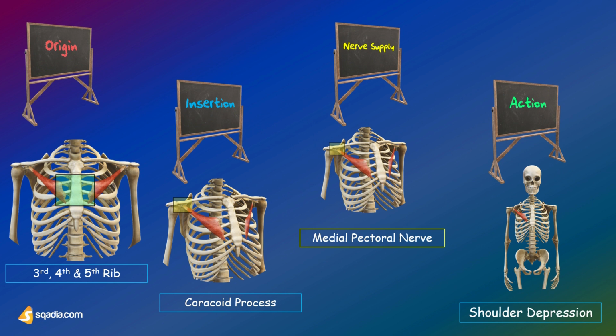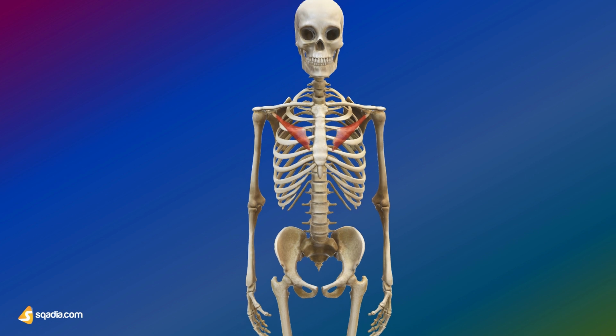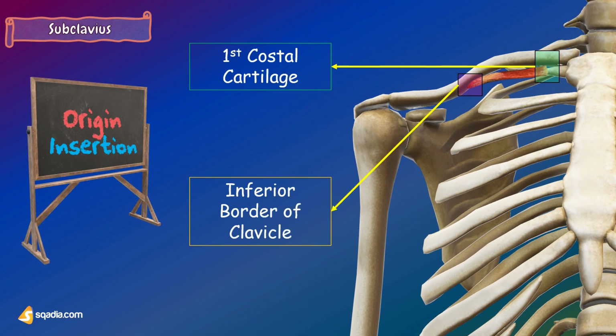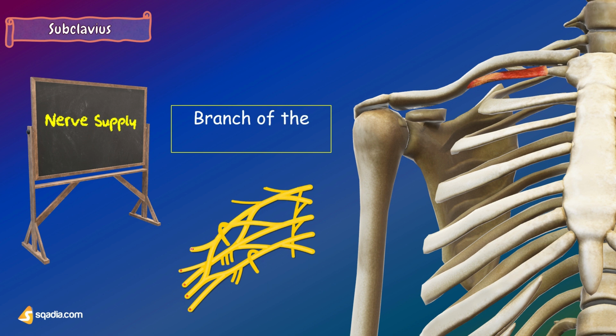After the two pectoralis muscles, major and minor, we have the third muscle of the pectoral region known as subclavius. The subclavius muscle is a small muscle. As the name indicates, it originates from the first costal cartilage to be inserted at the inferior border of the clavicle bone. It is supplied by a branch of the brachial plexus. As it is attached at the clavicle, the action of this muscle is that it depresses the clavicle and stabilizes the bone during movements of the shoulder girdle.